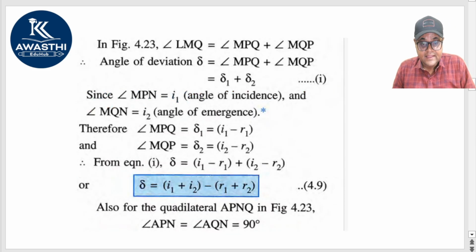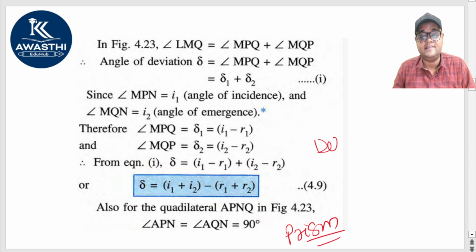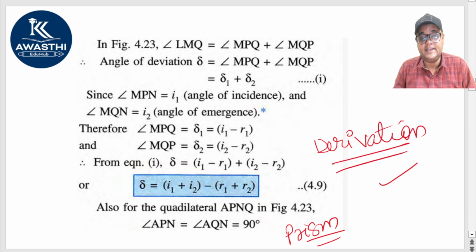Second, this is the prism formula. You have to learn the formula. You should know the formula, but the derivation part is excluded. You do not require to learn the derivation.